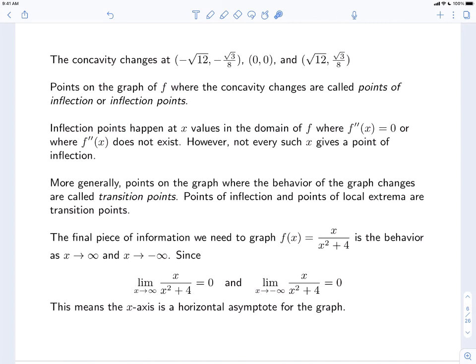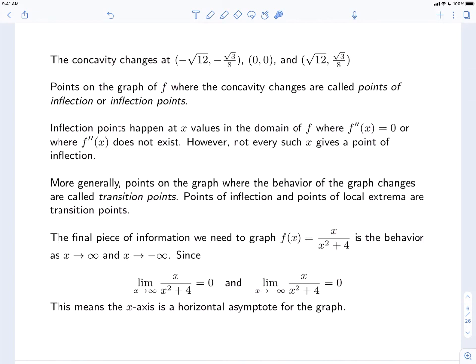The final piece of information we need to graph this function is the behavior as x goes to infinity or x goes to negative infinity. What we can show is that both of these limits are 0. So the limit as x goes to infinity of x over (x squared plus 4) is equal to 0, and also the limit as x goes to negative infinity of x over (x squared plus 4) is equal to 0. This means that the x-axis is a horizontal asymptote for the graph.